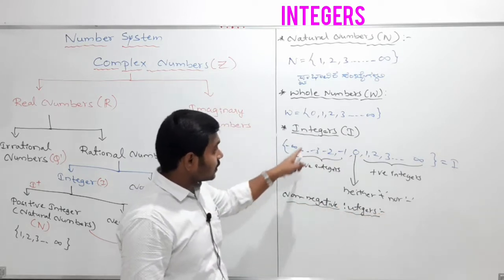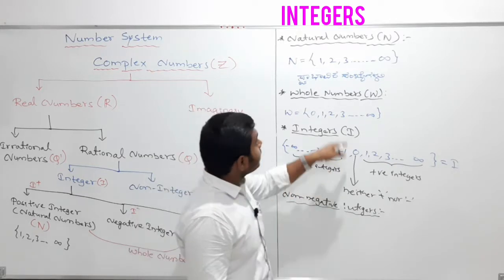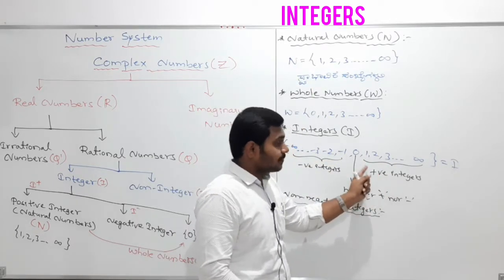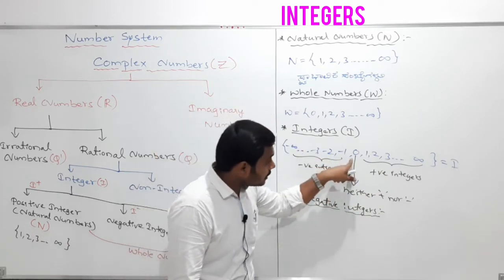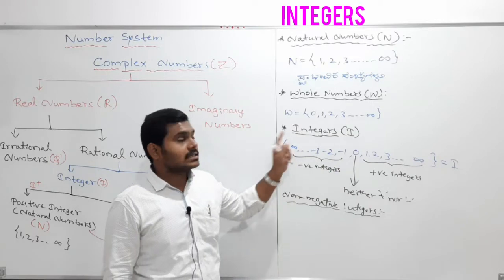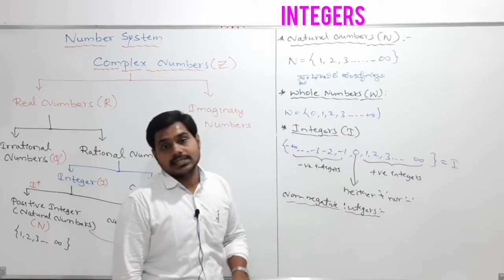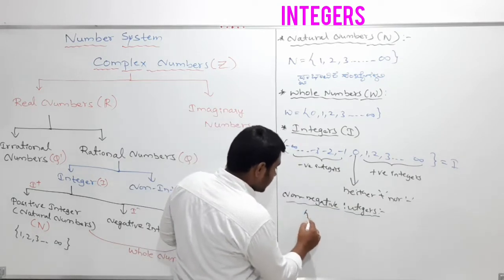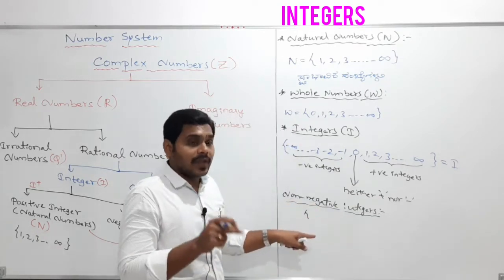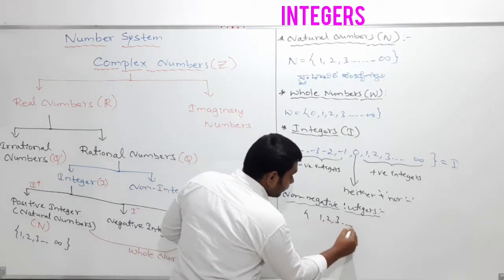First we discussed integers. So integers means what? To the natural numbers, if you take the negative natural numbers and include 0, that we can call integers. And next, non-negative integers. Non-negative integers means which are not negative. What are those? 1, 2, 3, and so on.